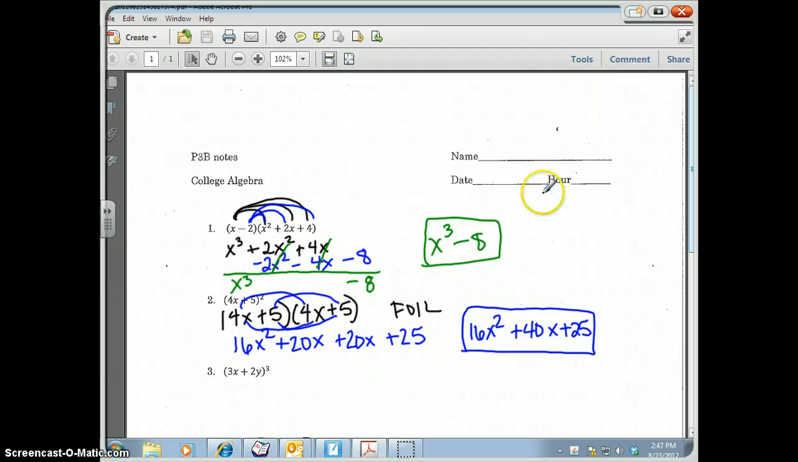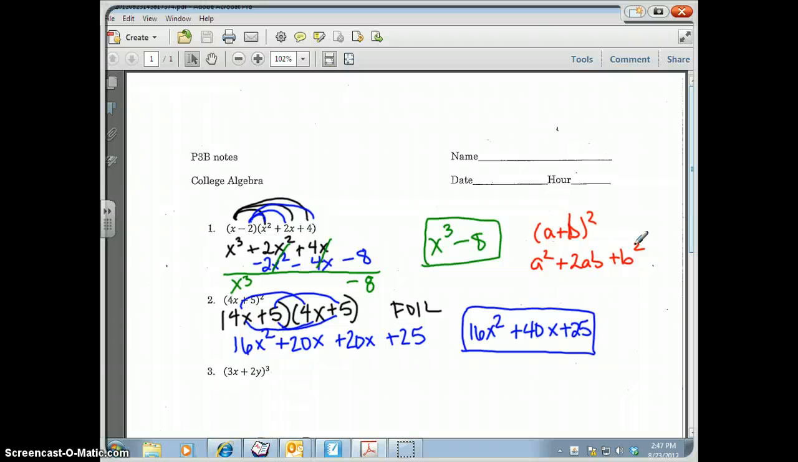The pattern that I mentioned a second ago, if you have something like a plus b quantity squared, that will always multiply out into a squared plus 2ab plus b squared. So if you know that pattern, it can save you some time.